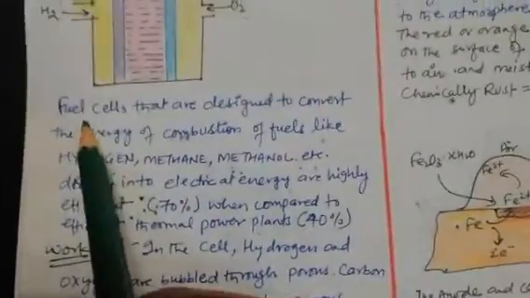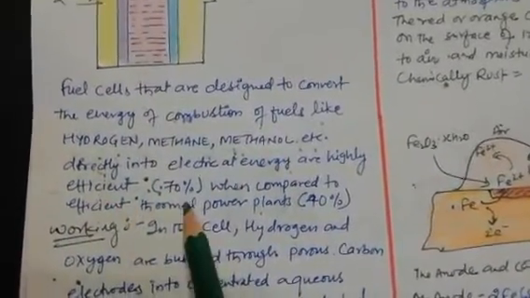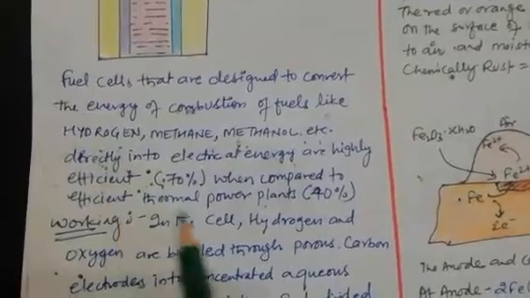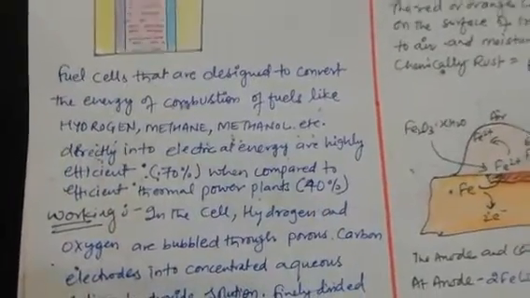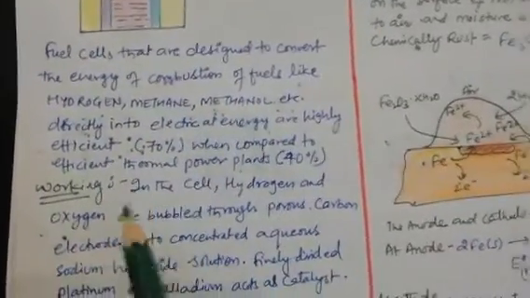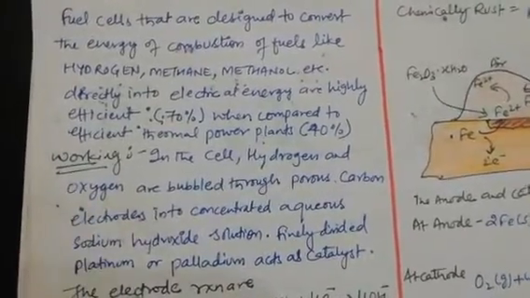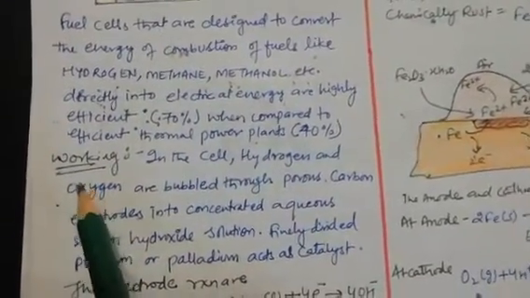Now let's understand the working and construction. First, fuel cells are designed to convert the energy of combustion of fuels like hydrogen, methane, methanol, etc. directly into electric energy, which is highly efficient, 70%, when compared to a thermal power plant, which is 40%. So this is a highly efficient cell, which we can use in automobiles or aerospace, like the Apollo spacecraft, the rockets.